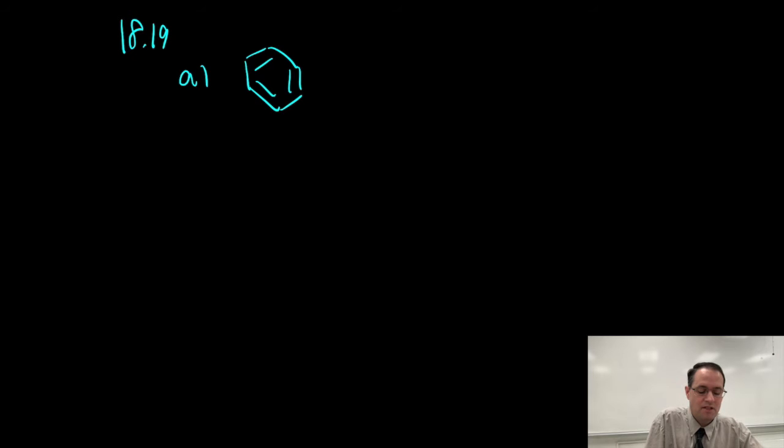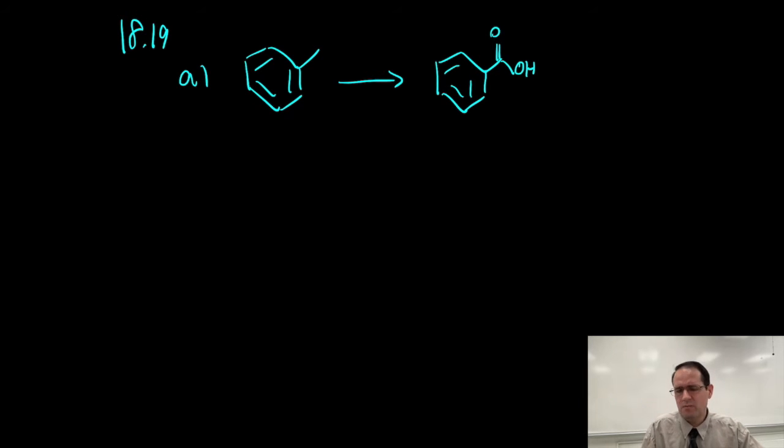Toluene is the common name for methylbenzene. And if I treat this with chromic acid, this will form benzoic acid. Okay. So above the arrow, I'm just going to write Jones so we can see what that entails.